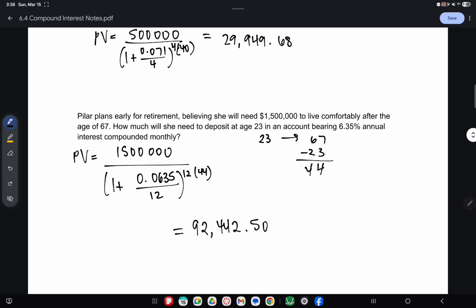And I think, yeah, that is all for compound interest. So if you have any questions, let me know.